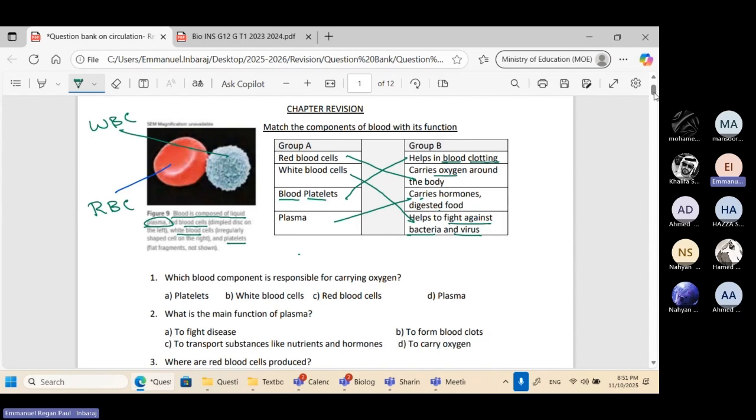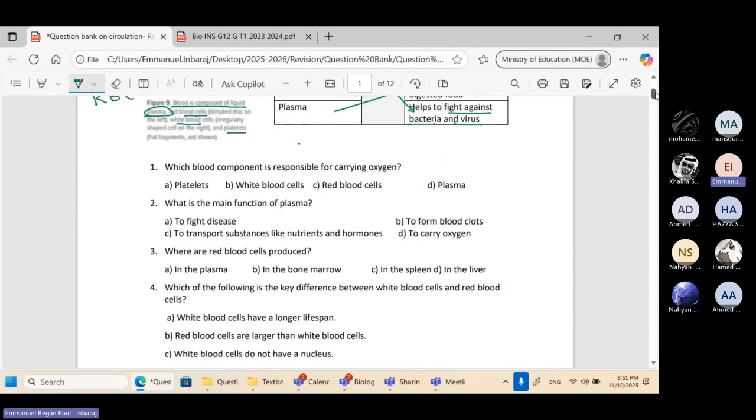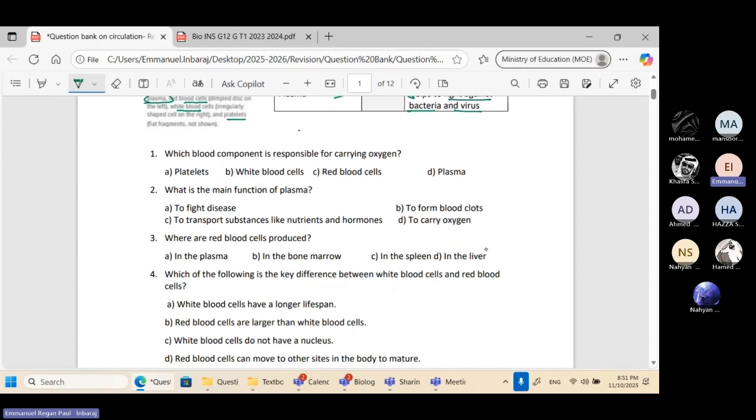Okay, now let's do some questions from here. So here is the first question. Which blood component is responsible for carrying oxygen? Red blood cell. Okay, good. What is the main function of plasma? C, to transport substances. Okay, good. Where do red blood cells get produced? Remember this, I will tell you. The RBCs are produced in the bone marrow.